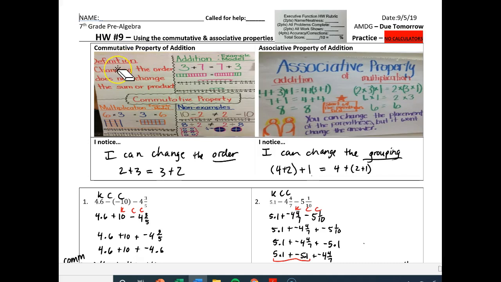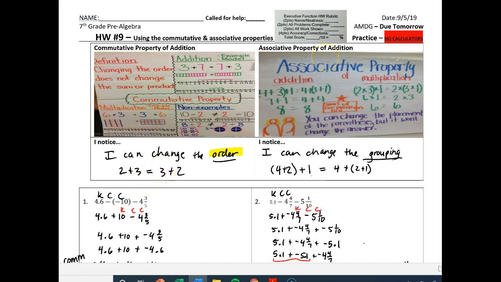Welcome to homework number 9 using the commutative property and associative properties. If you're absent or just need a refresher on how to do this, this video is for you. So for the commutative property of addition, you'll notice that you can basically change the order of any addition problem and it's still equal the same. Hence 2 plus 3, which is 5, is the same thing as 3 plus 2.